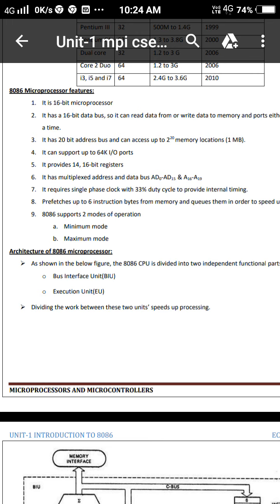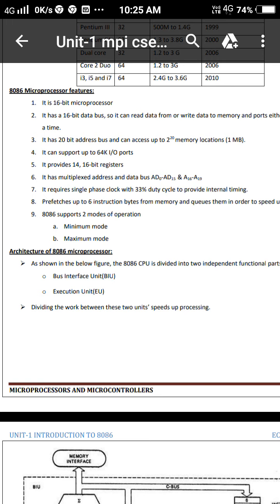It also has a multiplexed address and data bus, 20 bits address and data bus. Then it requires a single phase clock with 33% duty cycle, which provides the internal timing. So it can have three frequencies, 3 megahertz, then near about 5 megahertz, and then 10 megahertz. Its instruction prefetch queue is of 6 bytes. It can fetch 6 bytes of the instructions. It has two modes of working operation, that is the minimum mode and maximum mode.